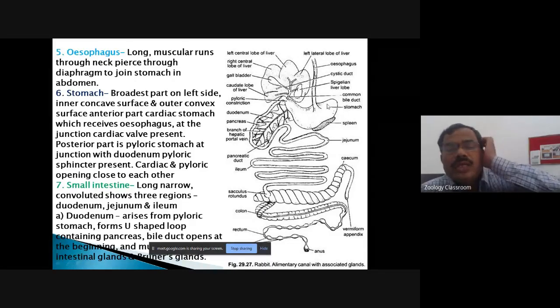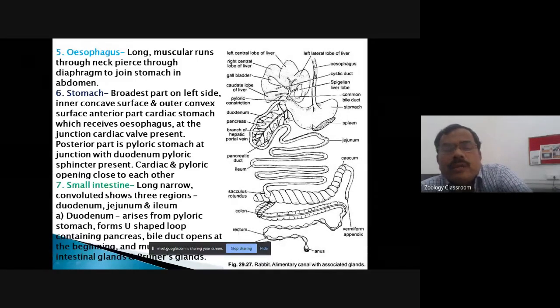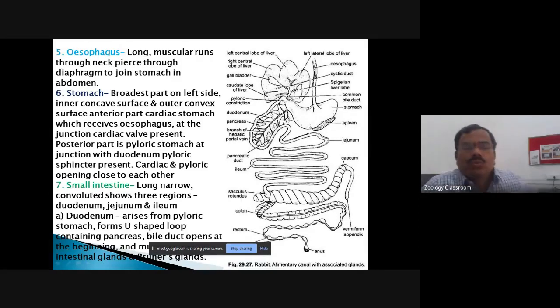This anterior region receives the esophagus, and at the junction of the esophagus and the cardiac stomach, a cardiac valve is present. Now the posterior part is known as the pyloric stomach, and at the junction of the duodenum and the pyloric stomach, a sphincter is present. It is called the pyloric sphincter. So this is the cardiac opening, this one is the pyloric opening. These cardiac and pyloric openings remain close to each other.